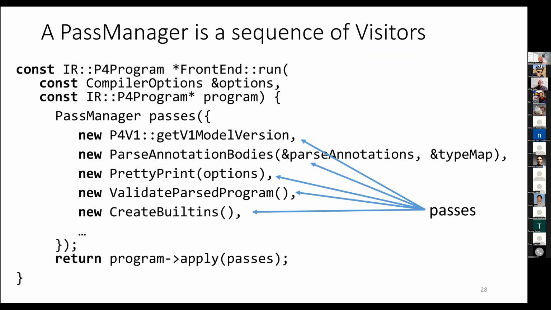And in fact, the compiler frontend, this is an excerpt from the compiler frontend file, is just a long sequence of visitors that are applied. For example, the compiler frontend will apply the get v1 model version, then parse annotation bodies, pretty print, validate parse program, and so on. These are all passes that will be run in sequence. And if you look at the front end, what it does, it creates a pass manager, which is a list of passes, and then it says apply here. The program is the input. This P4 program is actually a subclass of the node. It's the root of the IR tree. And you take a program, you apply all these passes essentially in one statement.